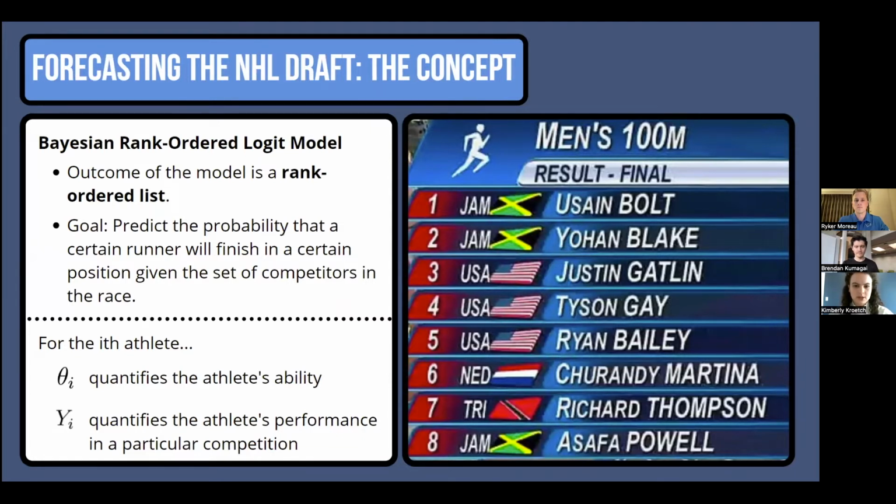There are 2 key quantities to discuss. Theta i is the underlying ability of athlete i, such as their running ability, and Y i is the athlete's actual performance in the competition, such as their time to complete the race. We applied these ideas to the NHL draft setting, where the outcome is the order in which prospective players are drafted. I'll talk about theta and Y in the draft setting a bit later on.